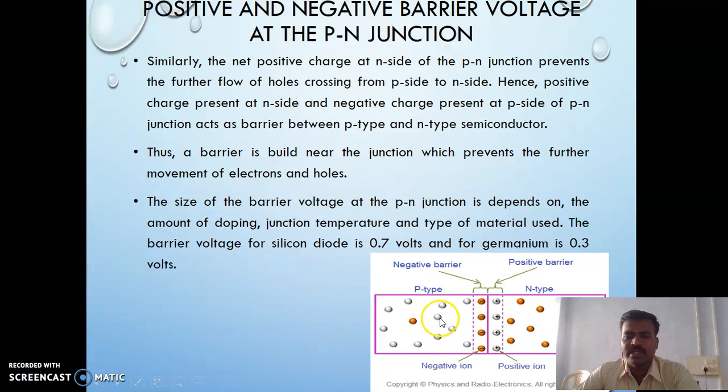Here you can look at the picture of the positive barrier and negative barrier. In the N-type semiconductor, positive ions are created, and this positive ion works as a positive barrier voltage. In the P-type semiconductor, negative ions are created, and this negative ion works as a negative barrier voltage. That means both the ions won't allow any further movement of electrons and holes across the sides.